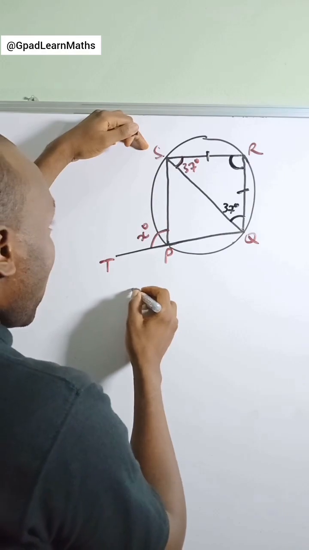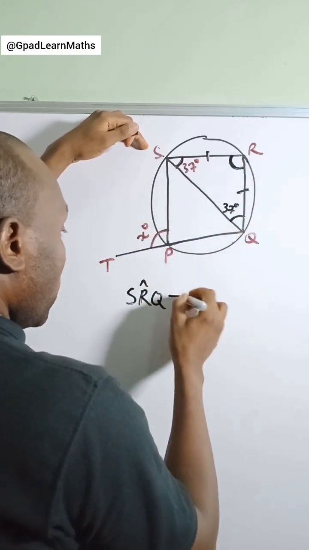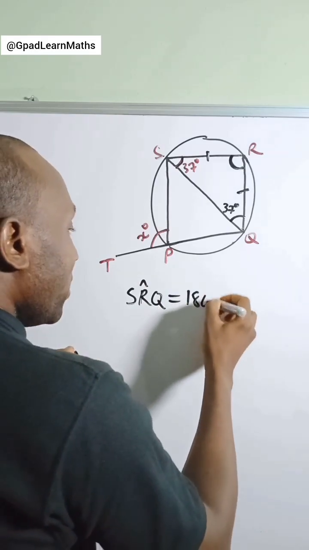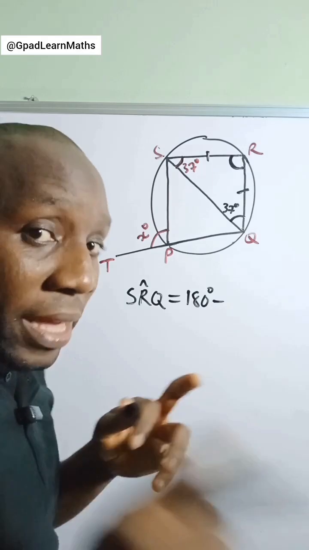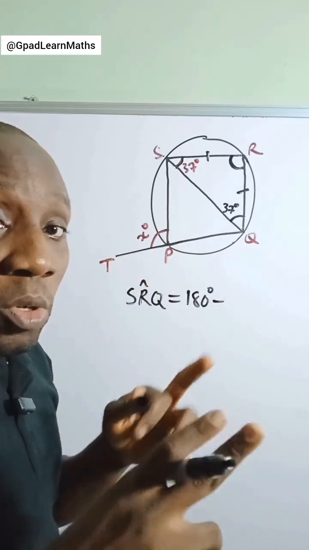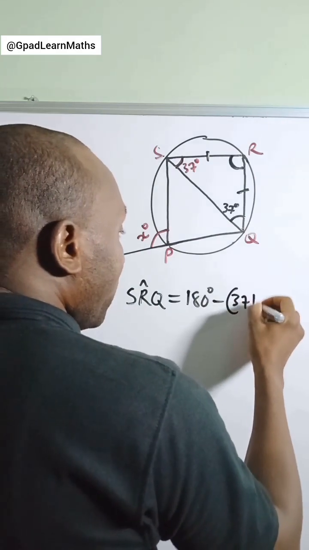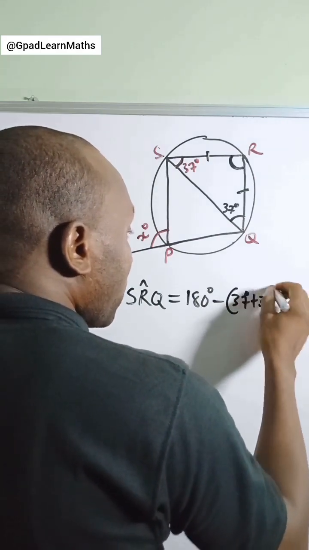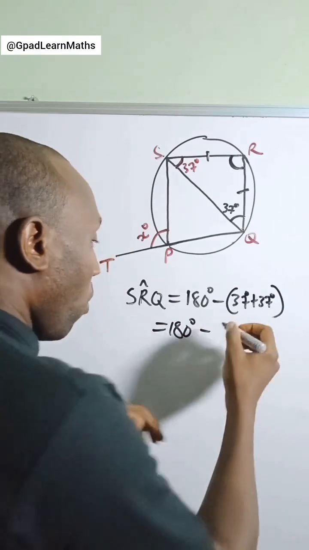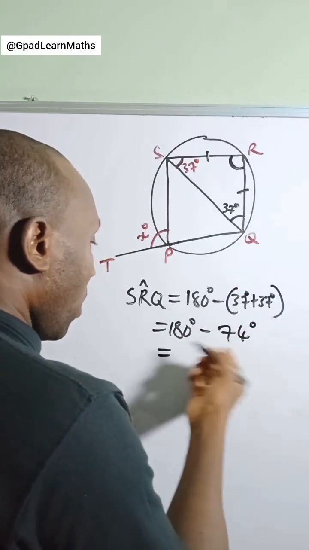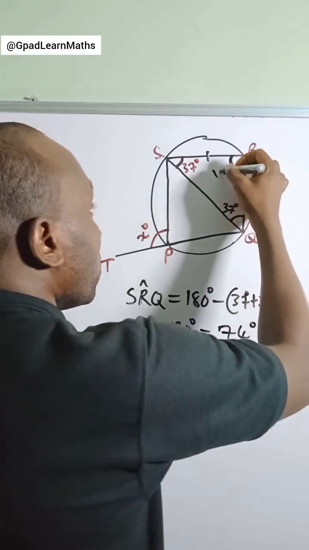So I'm just going to write that angle SRQ is equal to what? 180 degrees minus, you have to add these two angles and subtract the sum from 180. Again, the sum of angles in a triangle is 180 degrees. So 37 plus 37 is what? Let's just write it here again. 180 degrees minus, add these two, you get 74. And then you have 106 degrees. So which means this is 106 degrees.